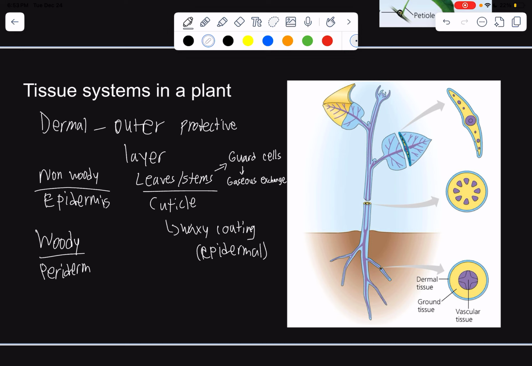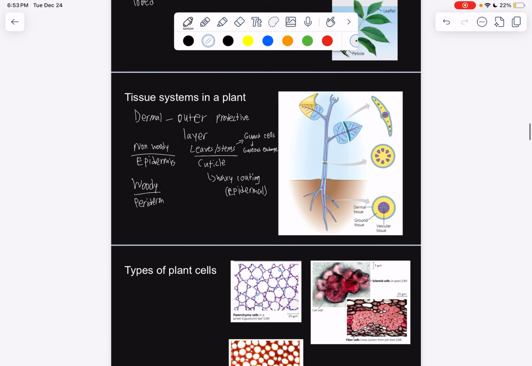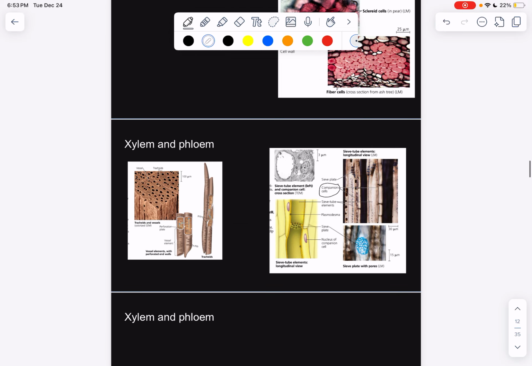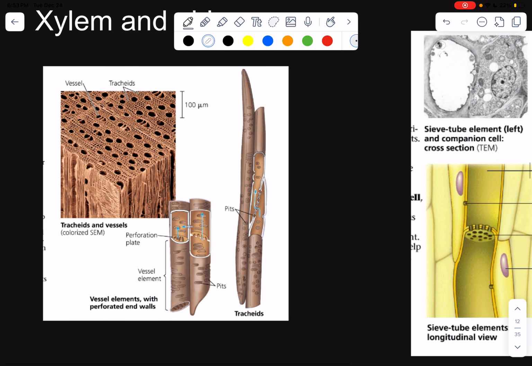Now, the chief function of the vascular tissue system is to facilitate the transport of materials in the plant and to provide mechanical support. And the two types of vascular tissues, like we mentioned in the beginning of the video, are xylem and phloem. Xylem conducts water and dissolved minerals upward from roots, and phloem transports sugars, which are made in the leaves from photosynthesis, to where they are needed, like in the roots.